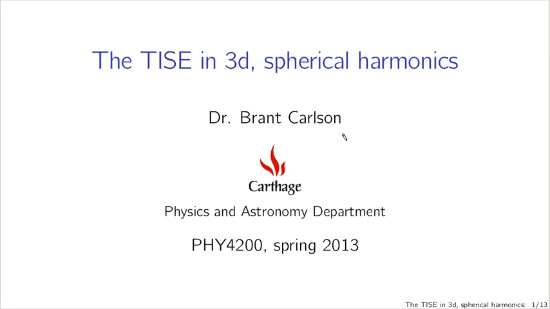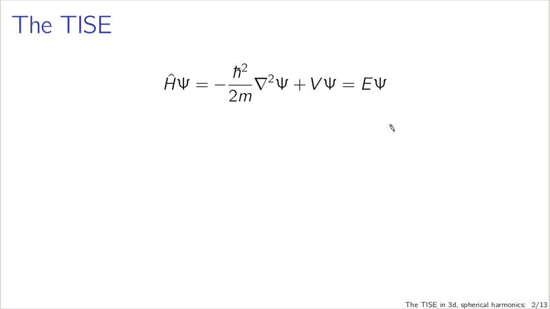So let's take a look at the time-independent Schrödinger equation in three dimensions. Consideration of this will lead us to the topic of spherical harmonics, which is very important in many different branches of physics. So we'll spend some time visualizing what they look like. First of all, though, the time-independent Schrödinger equation we got looked something like this.